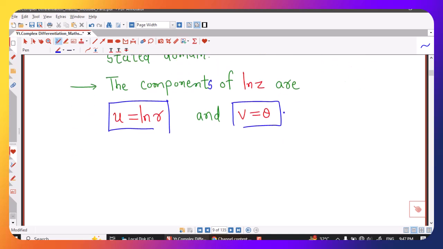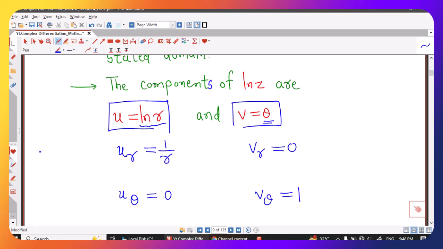Now first I will check the CR equations. For that I will require partial derivatives of u and v with respect to r and theta. Here u is ln r, therefore del u by del r is 1 by r, and there is no theta in u, therefore del u by del theta is 0. We consider r as constant when we differentiate with respect to theta. Here r is absent in v, therefore the partial derivative with respect to r is 0 and del v by del theta is 1.